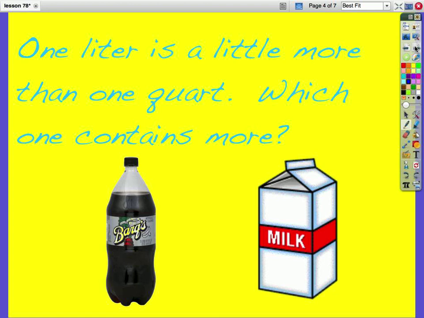Okay? Now, listen to the sentence again. 1 liter is a little more than 1 quart. So if 1 liter is more than 1 quart, 2 liters is going to be more than 2 quarts. So which one contains more? We're going to get more pop. Okay? Should drink more milk, but in this situation, we're getting more pop.